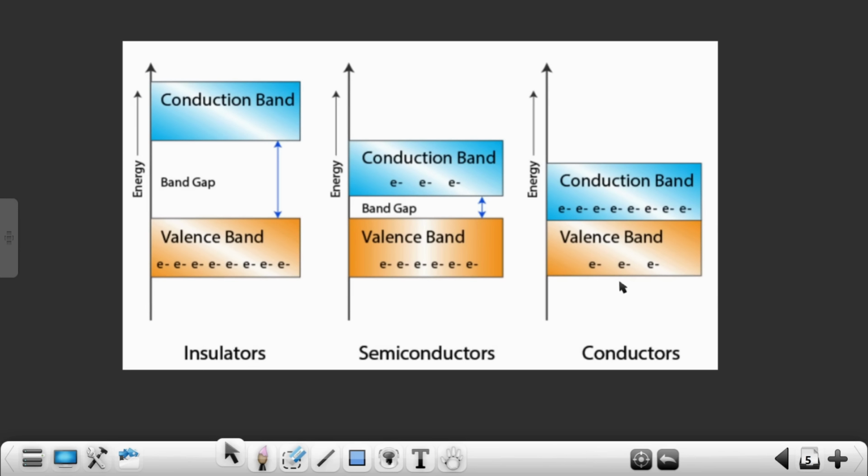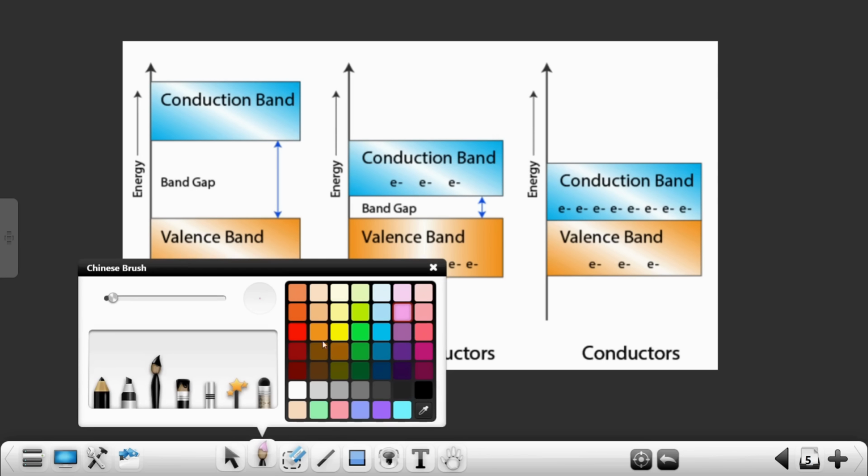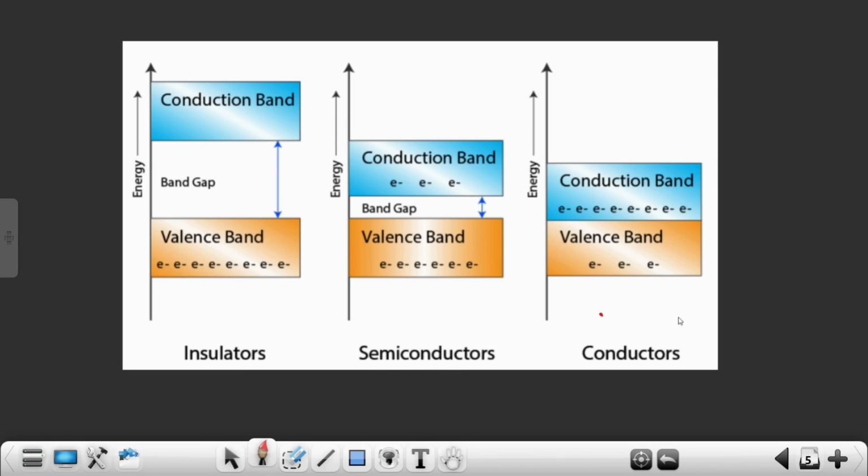As I had mentioned, in case of conductors, if you look over here, majority of the electrons migrated from the valence band to the conduction band. Now in case of semiconductors, not the majority, but only a few of the electrons will be able to migrate or jump from the valence band to the conduction band.